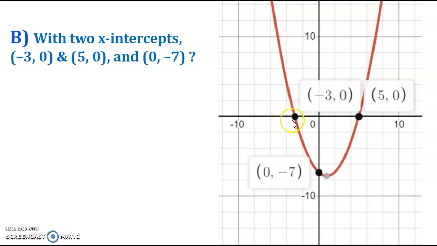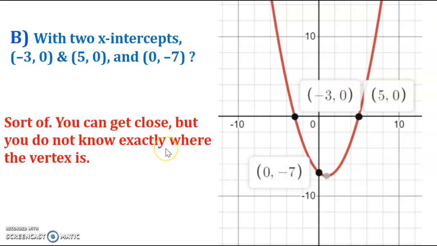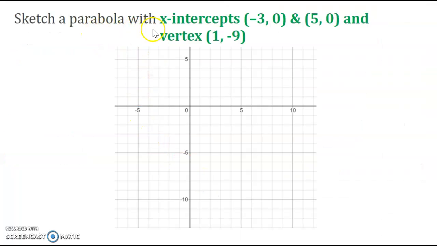Well, if that is true, then if we know that it goes through this y-intercept, it does create a unique parabola. However, we don't know exactly where the vertex is. Okay, so we don't know what this point is. Is there a way for us to find the vertex? Now, what if we have two x-intercepts and the vertex?